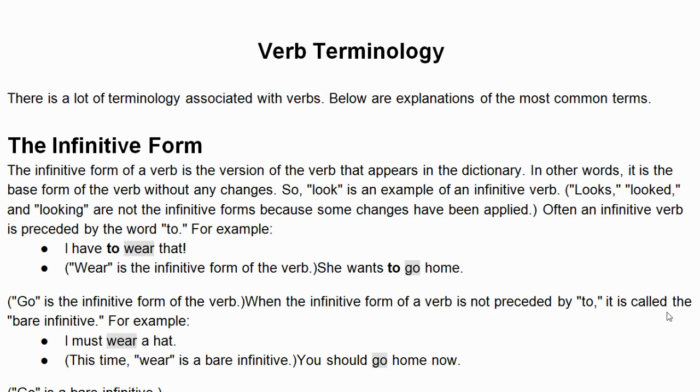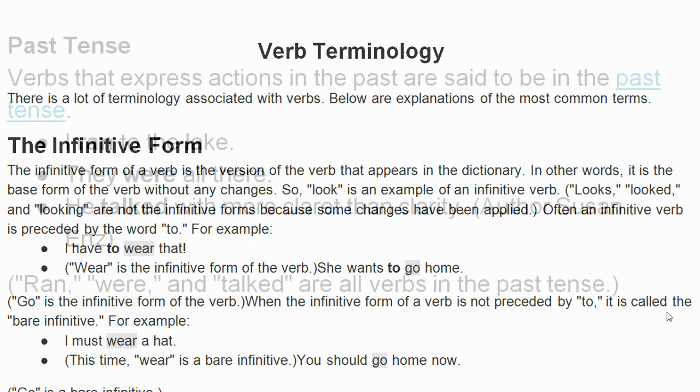Often, an infinitive verb is preceded by the word to. For example, I have to wear that. Wear is the infinitive form of the verb. She wants to go home. Go is the infinitive form of the verb. When the infinitive form of a verb is not preceded by to, it is called the bare infinitive. For example, I must wear a hat. This time, wear is a bare infinitive. You should go home now. In this case, go is also a bare infinitive.